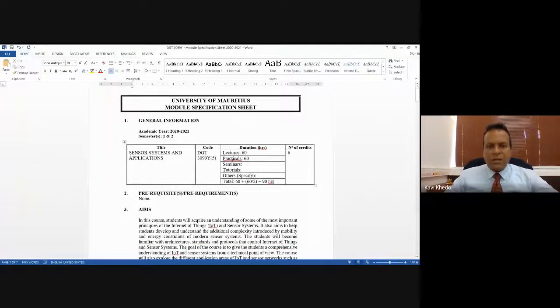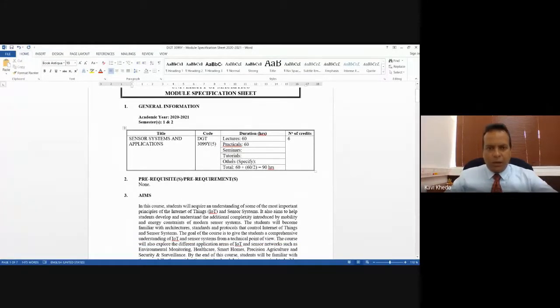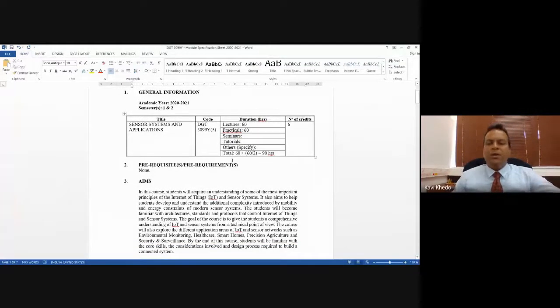So the module is sensor systems and applications. In my presentation of this module before, I think I've already given most of the details, but for those who have not seen my video on the presentation of this module: this module is about the Internet of Things. It's about sensors. It's about the different applications of IoT. Basically, it is your IoT module, but we have not explicitly called it IoT. We are calling it sensor systems and applications. So it is about the Internet of Things.